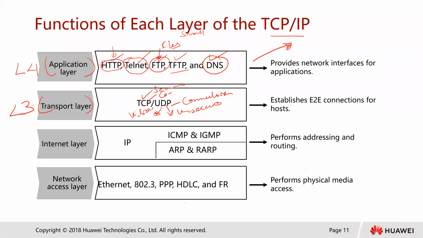For TCP, it has to first establish a connection between the sender and the receiver, and we shall be looking at it. So the transport layer is just like the transport layer in our OSI model. It establishes end-to-end connections for the hosts. Whereas the internet layer, which happens to be layer 2 in our TCP/IP protocol suite, has the IP protocol and the ICMP. What is ICMP used for?